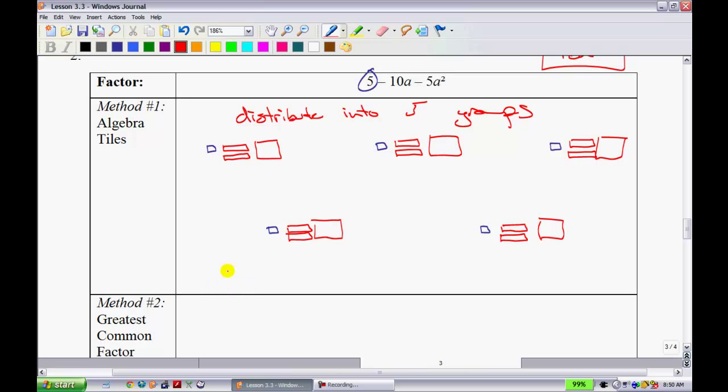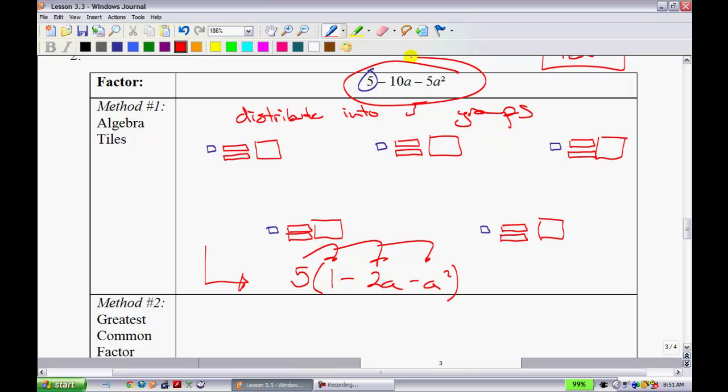So we can say that this has been factored to be 5 brackets, because we have 5 different groups, onto whatever's in each group, 1 minus 2a minus a squared. So if I was to go back, like I said, remember expanding is just the opposite of factoring, and expand all this out, you would see that I would get back to my original question.